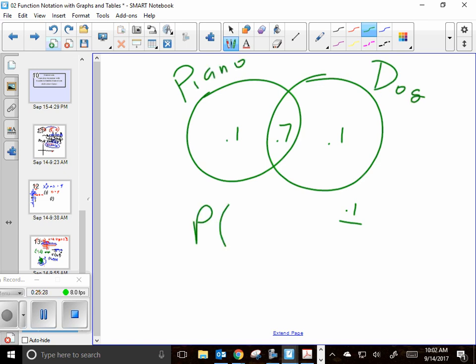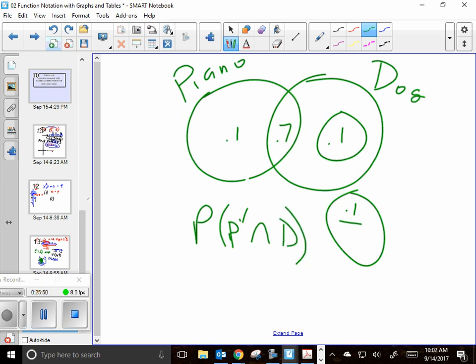Okay? What if I said, this is piano, owns a piano, this is owns a dog. What's the probability of not piano? Well, here's piano, here's not piano. Those two together, so 0.2. What's the probability of not piano intersect dog? Well, where does not piano intersect with dog? Here's not piano. Here's the ones for dog. Which one got both invites? There's your answer.